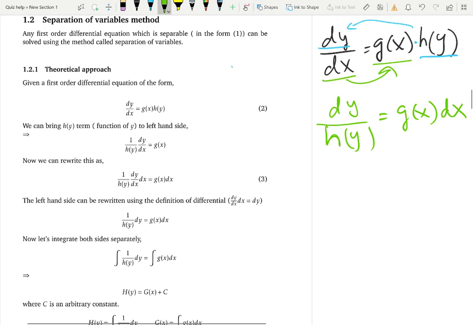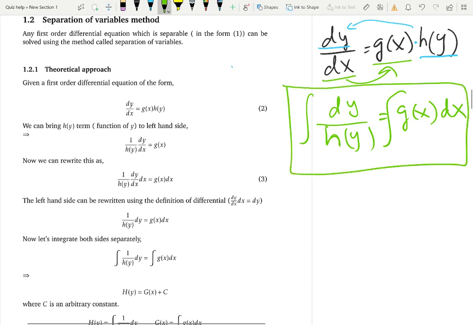Now what we do is we integrate both sides. Once you integrate, here of course we cannot integrate because we don't know what h and g are, right? Once you integrate, you get two sides and you solve for y, if the question is asking for an explicit solution of y, you have to make y the subject. You will see all that in an example.